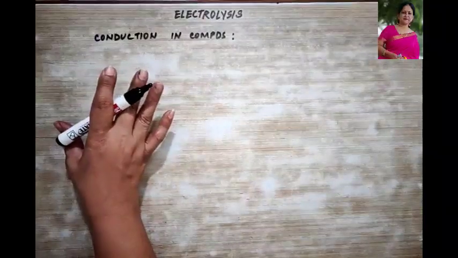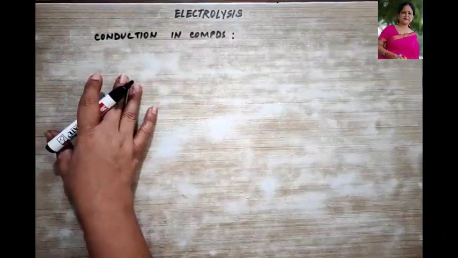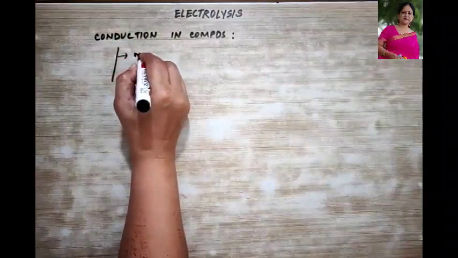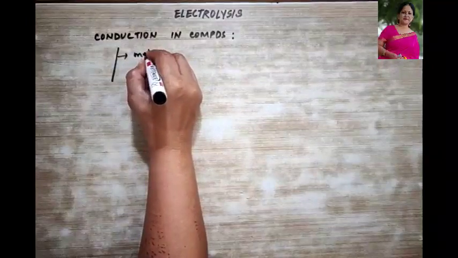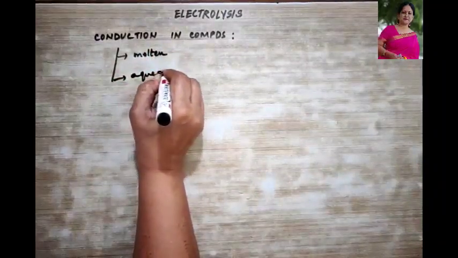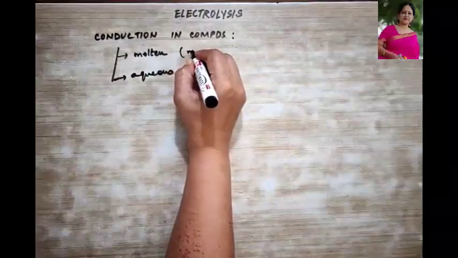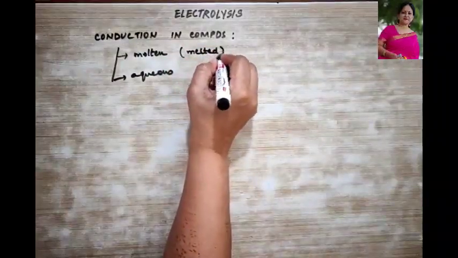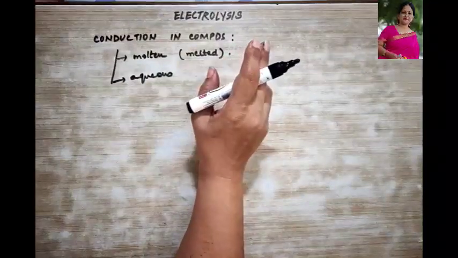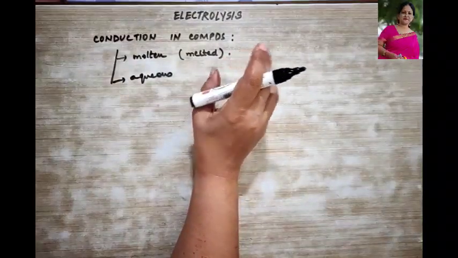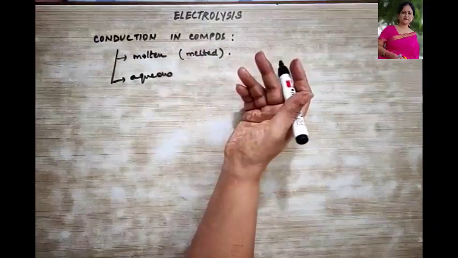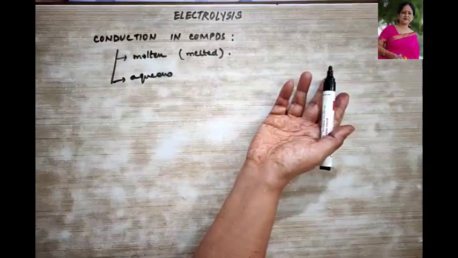But when electrolytic compounds are melted, they allow current to pass through either in the molten state or in the aqueous state. Molten state means in the melted form. So for example, if we take NaCl and we melt it, then what will happen? The forces between the oppositely charged ions break up, and hence free mobile ions are there to allow current to pass through.